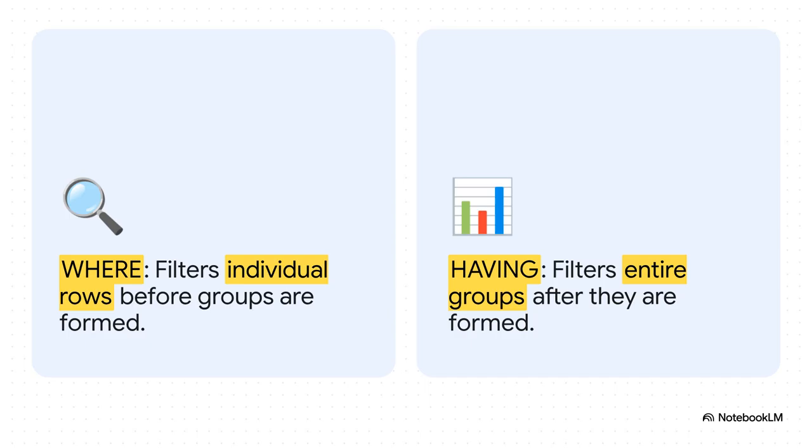Okay, if you remember one thing from this section, make it this. It's like cooking. WHERE filters the raw ingredients before you start cooking, HAVING filters the finished dishes after they're all cooked and ready. So, WHERE works on individual rows before grouping, HAVING works on entire groups after they've been summarized.